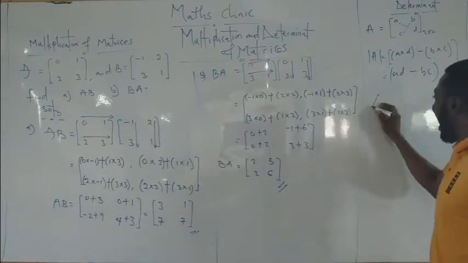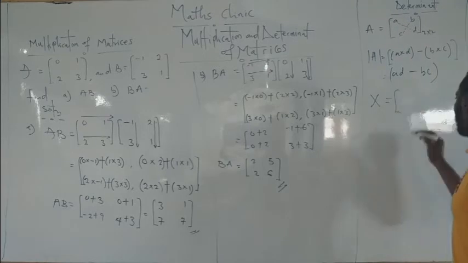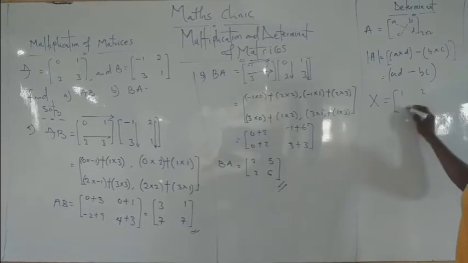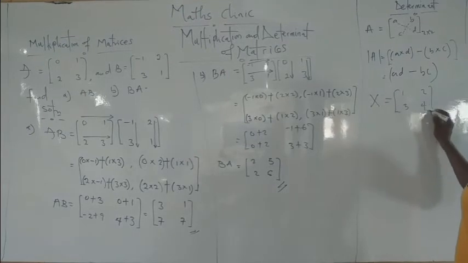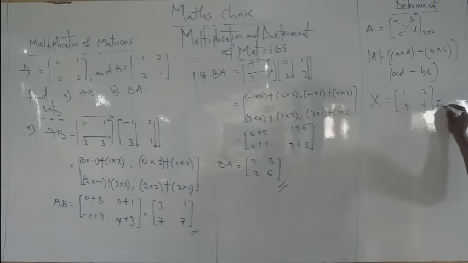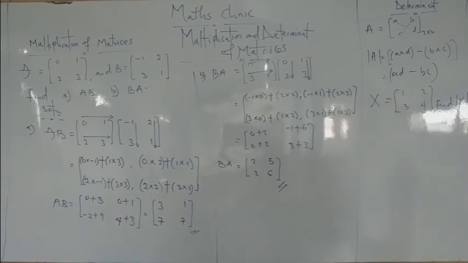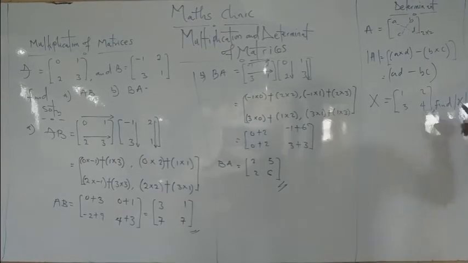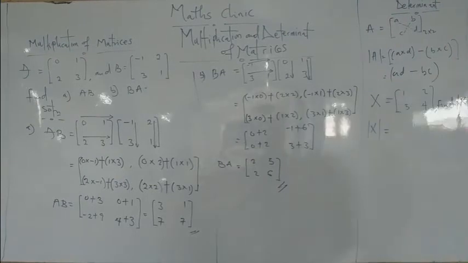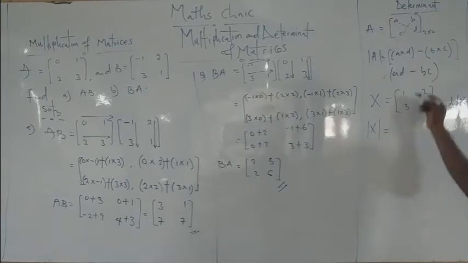Okay, let's look at this example. We have X equals to 1, 2, 3, 4. Let's find the determinant of this matrix. It means that we'll find the determinant of matrix X. So we can say determinant of matrix X using the same approach.